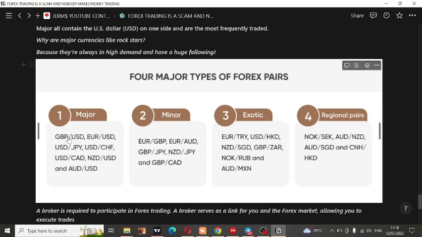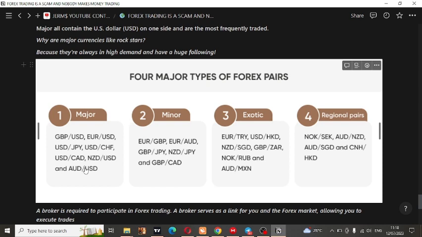So GBP USD is basically the pound and dollar, Euro dollar, and then you have the USD JPY, which is the Japanese yen. This one is the Swiss franc. CAD is the Canadian dollar, NZD the New Zealand dollar, and the AUD is the Australian dollar. So that's it for the major pairs.